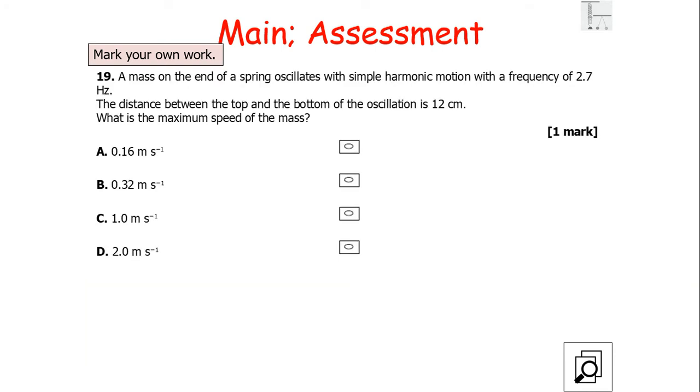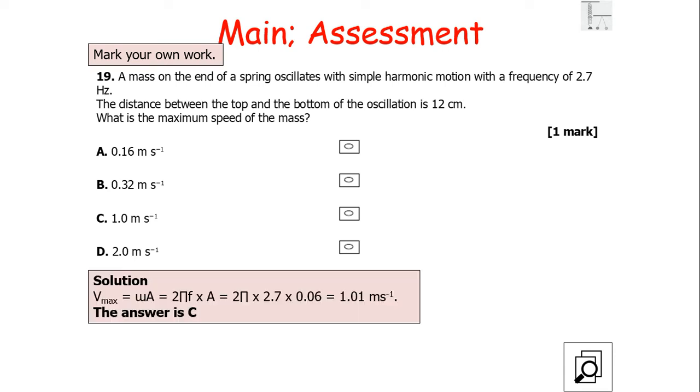Question 19. A mass on the end of a spring oscillates with simple harmonic motion with a frequency of 2.7 Hz. The distance between the top and the bottom of the oscillation is 12 centimeters. What's the maximum speed of the mass? Right, so again, it's simple harmonic motion, and whilst it's a mass-spring system, so you might be tempted to use the mass-spring equation, you can just use a general simple harmonic motion equation for this one.